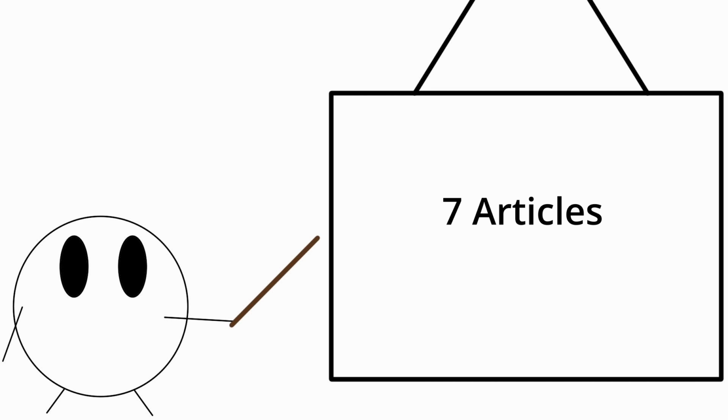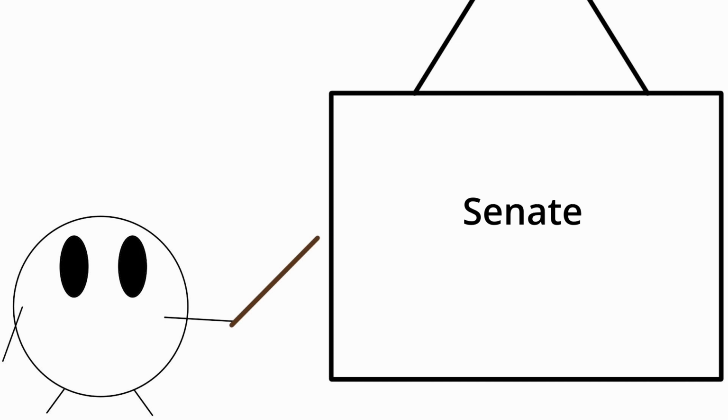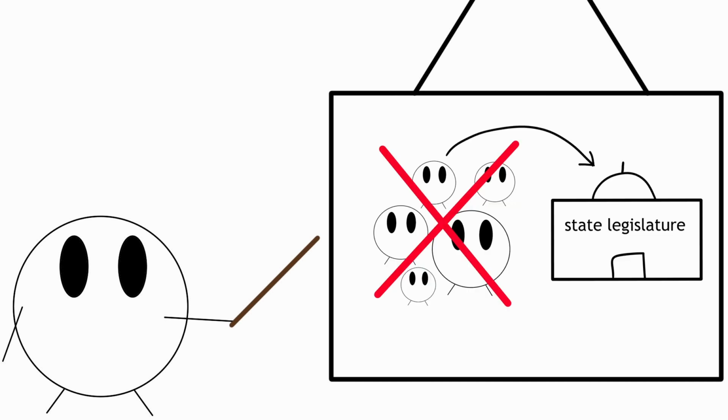You see, we have 7 articles that describe the various aspects of the central government. Starting with Article 1, we have the structure and power of Congress. We started with the House of Representatives, then the Senate, and of course, the senators are chosen by the state legislatures and not the people. Can't have both houses of Congress chosen by the masses. Am I right?